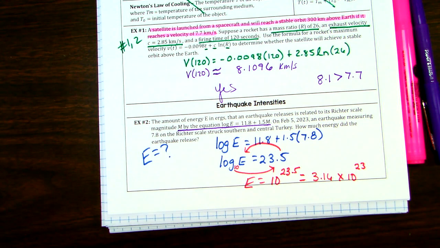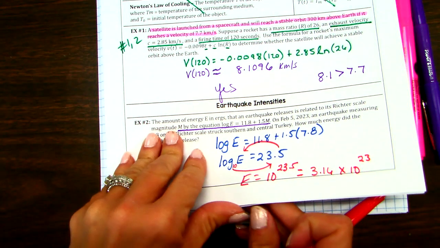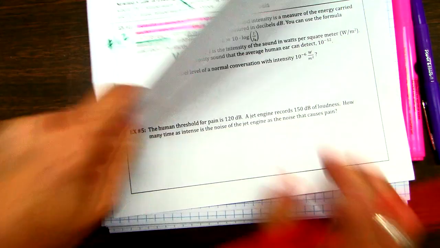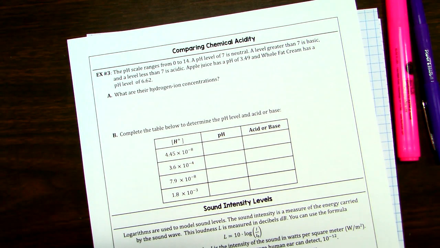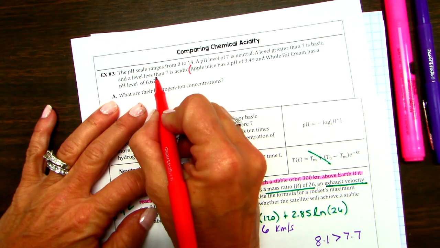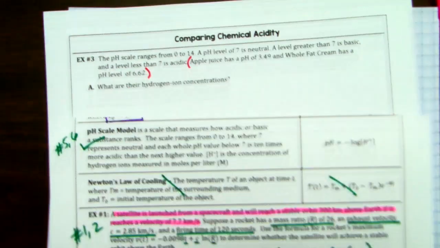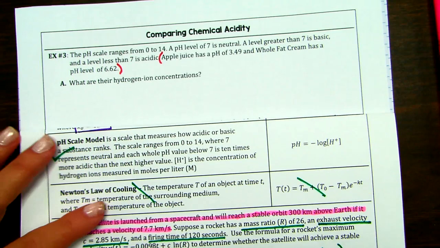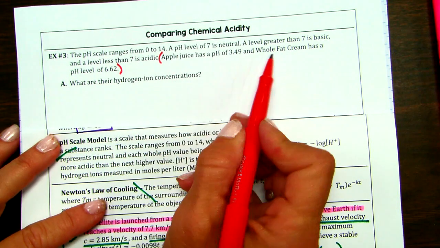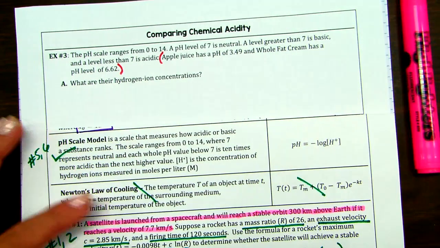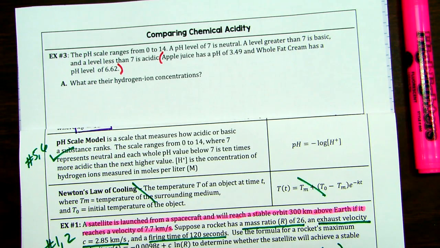A lot. Okay. One more question, and that's the pH question on the top of the next page, which is different than mine for some reason. We're going to do mine, just because I haven't had a chance to look at what you guys have. It's the same idea. We're going to find the hydrogen ion concentrations of apple juice and whole fat cream. Just write down that last line. You don't need all of it.